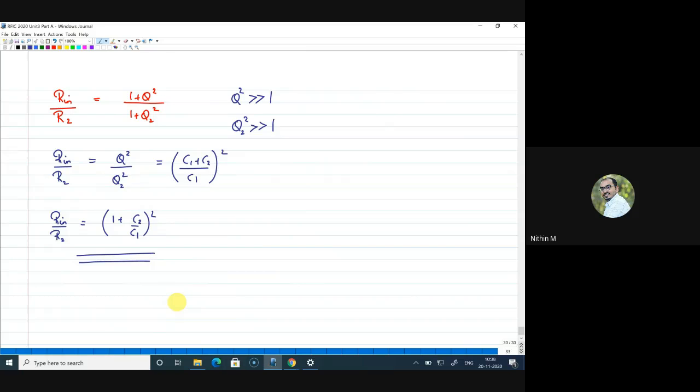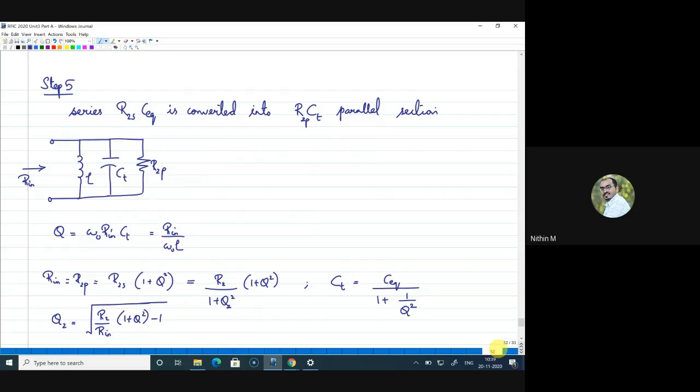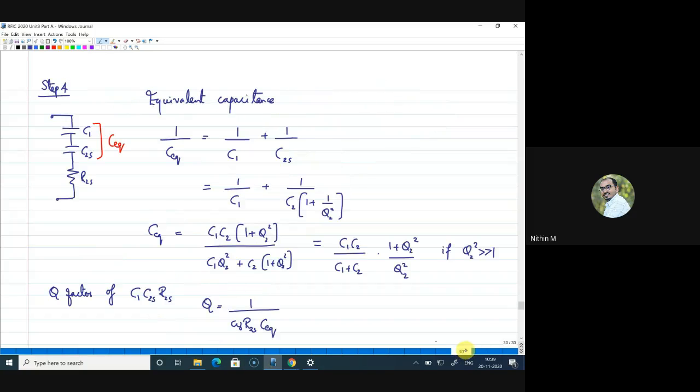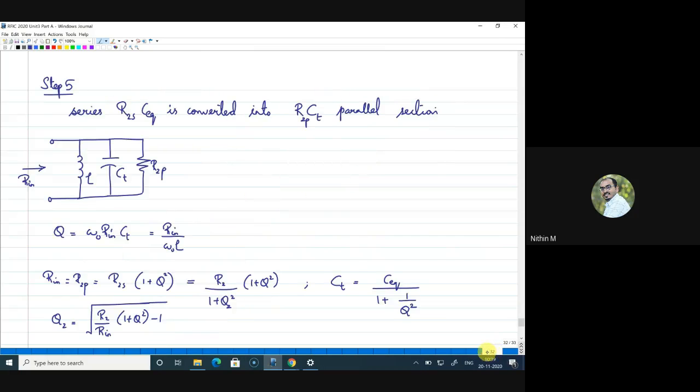All right, I have used the same notation Q for the overall Q and in step 4 too. Okay, what is my step 4? Step 4, I have used this series RC section Q. Now step 5.